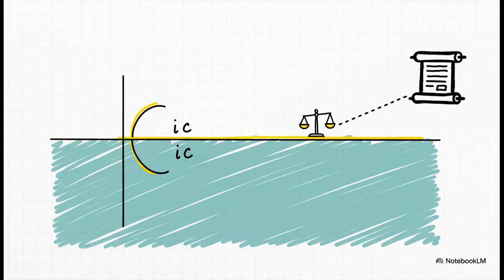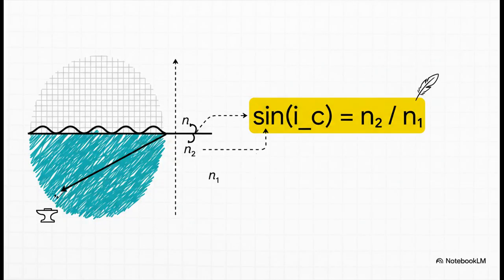Now that magic tipping point, the critical angle, it's not random at all. It's a very specific physical property that all depends on the two materials touching at that boundary. And get this, we can calculate it with a beautifully simple formula. And here it is. The sine of the critical angle, which we call θc, is just the refractive index of the rarer medium, n2, divided by the refractive index of the denser medium, n1.